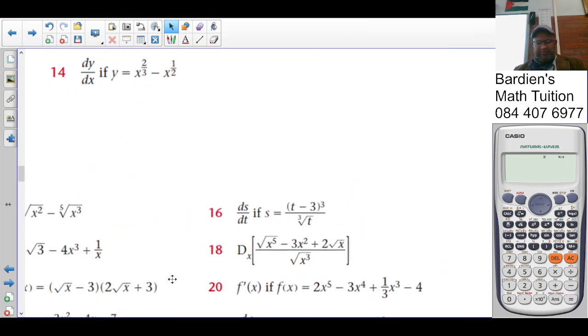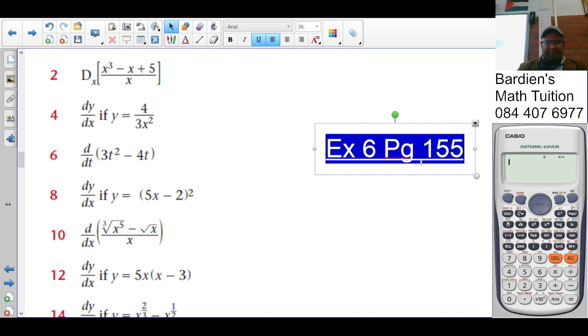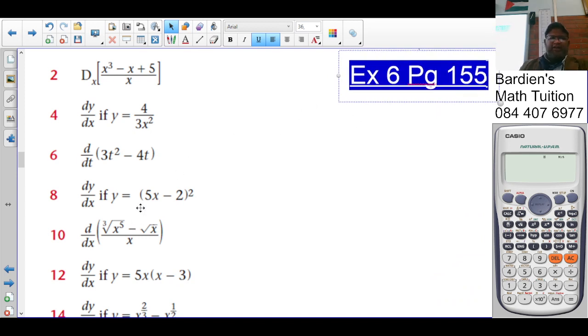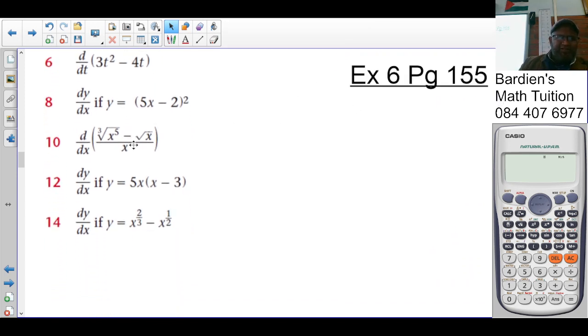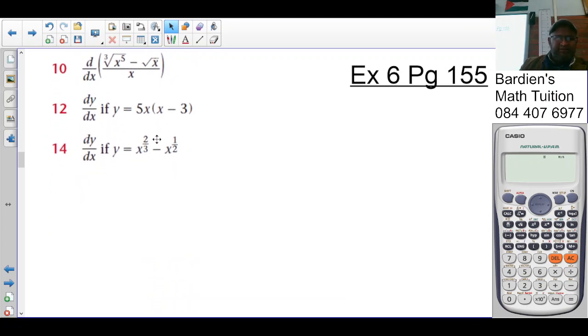Which page is this on? 155. Exercise 6, page 155. So 2 is fine. No? 4, 6. 8 is fine. 10? 10, okay.